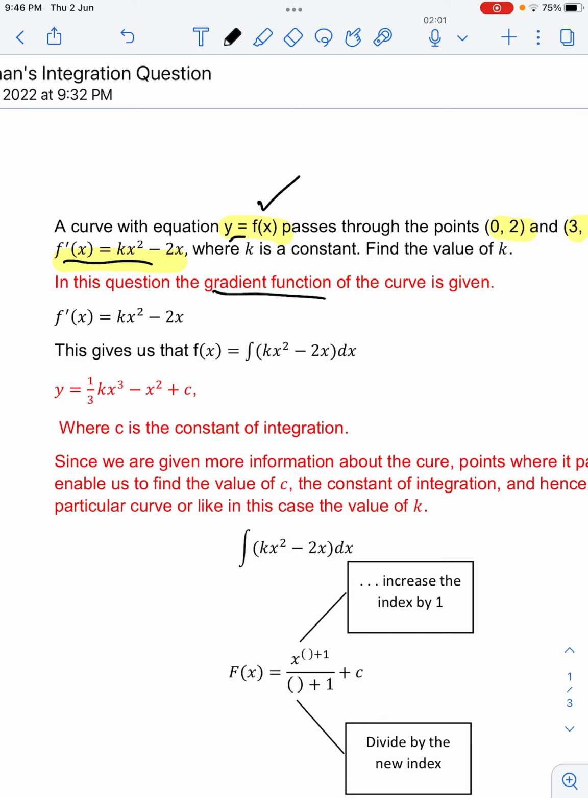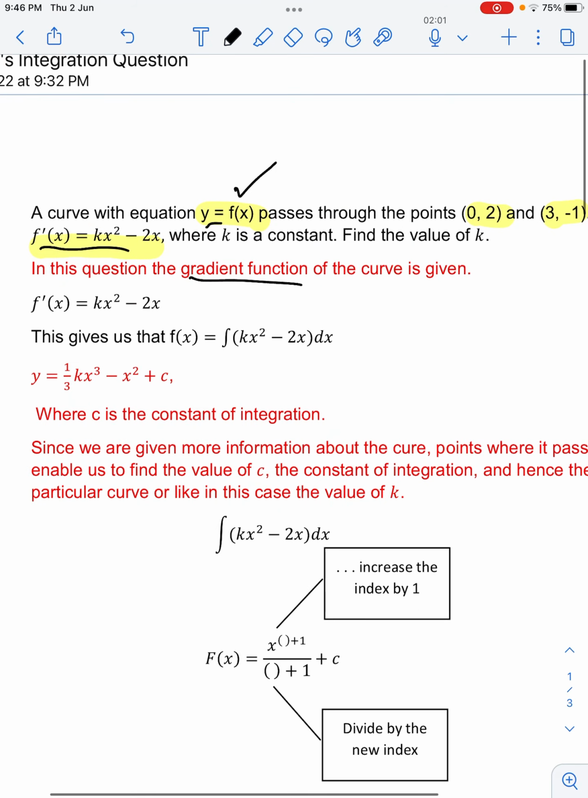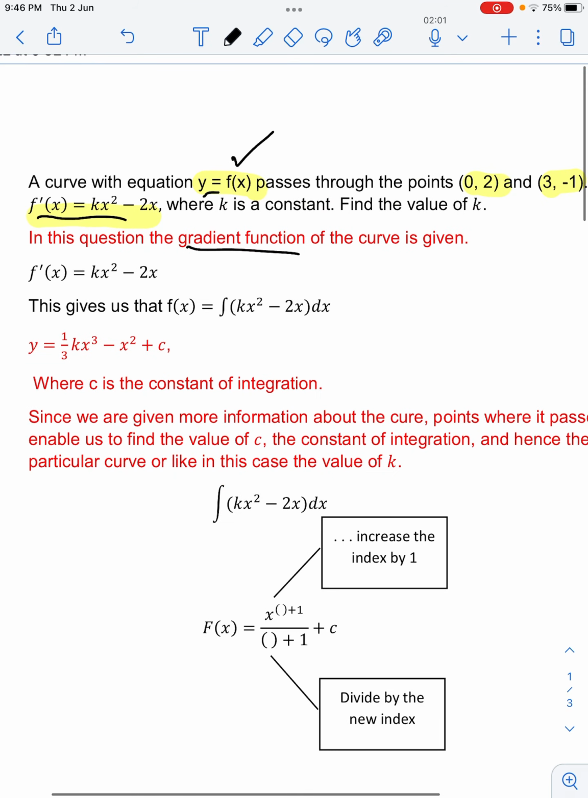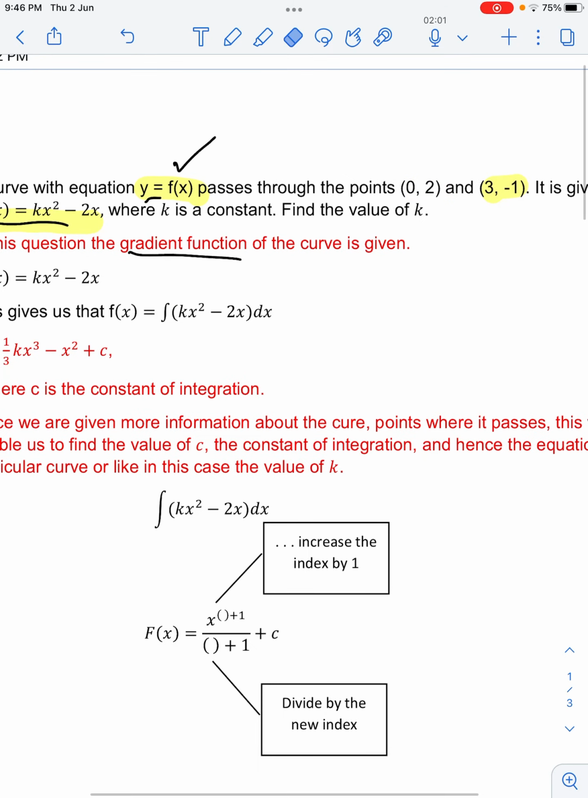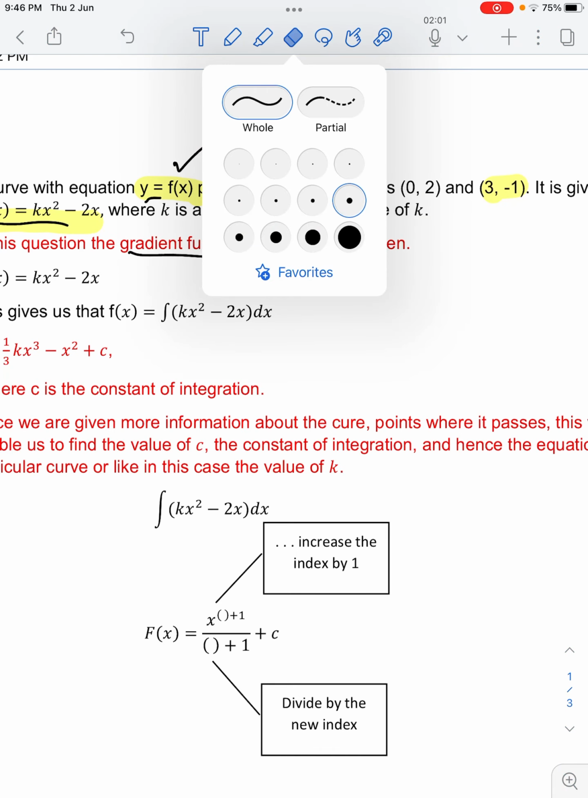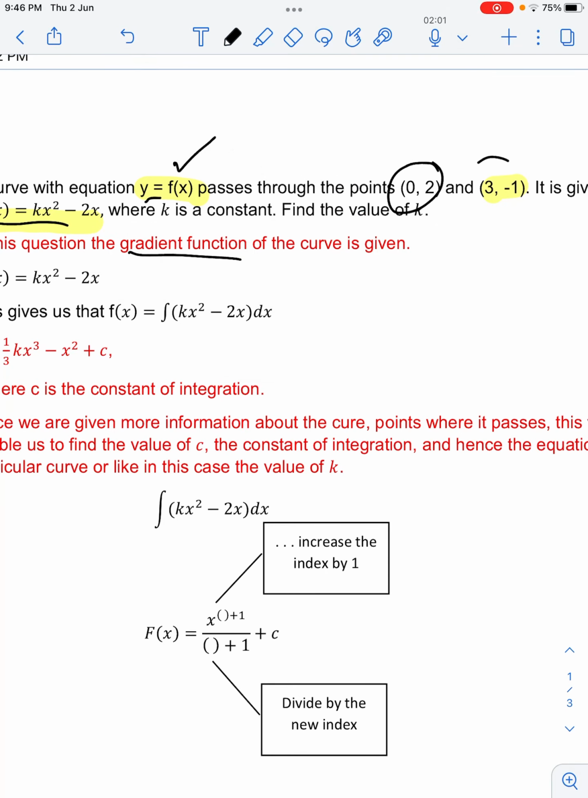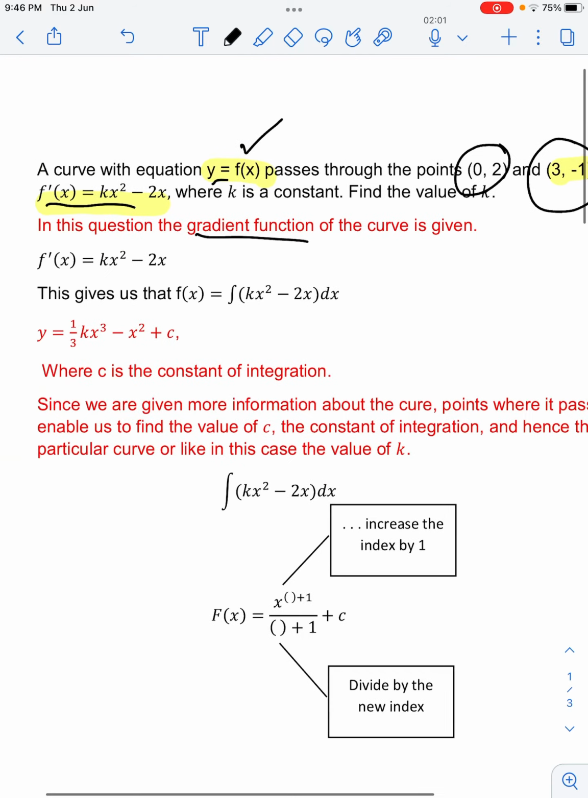But then there is a little bit of a catch there, because when you find the antiderivative, or when you integrate the gradient function, you are going to have an arbitrary value of c, because you don't know where that graph passes the y-axis. So there are a few things that you are going to be using, because you are given 2 points already to consider. Once we have the gradient function, we can substitute these points.